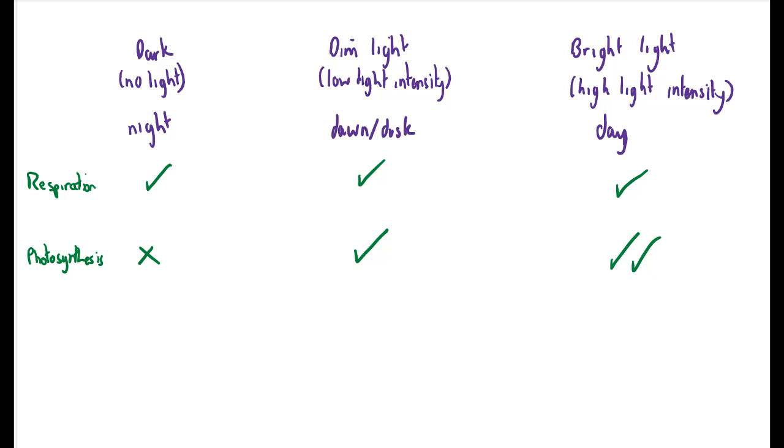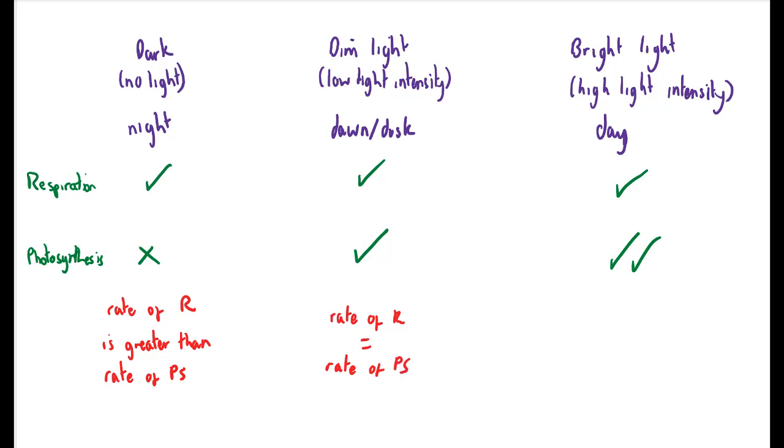So, if you can remember this little table, you can try and remember and compare the rates of each at different scenarios. What we can say in the dark is that the rate of respiration is greater than the rate of photosynthesis. In dim light, the rate of respiration equals the rate of photosynthesis. In bright light, the rate of photosynthesis is greater than the rate of respiration.